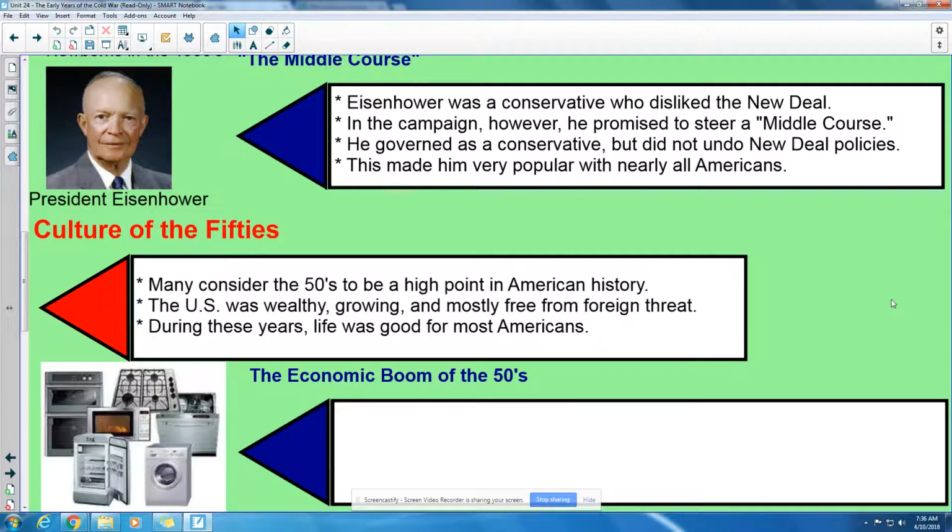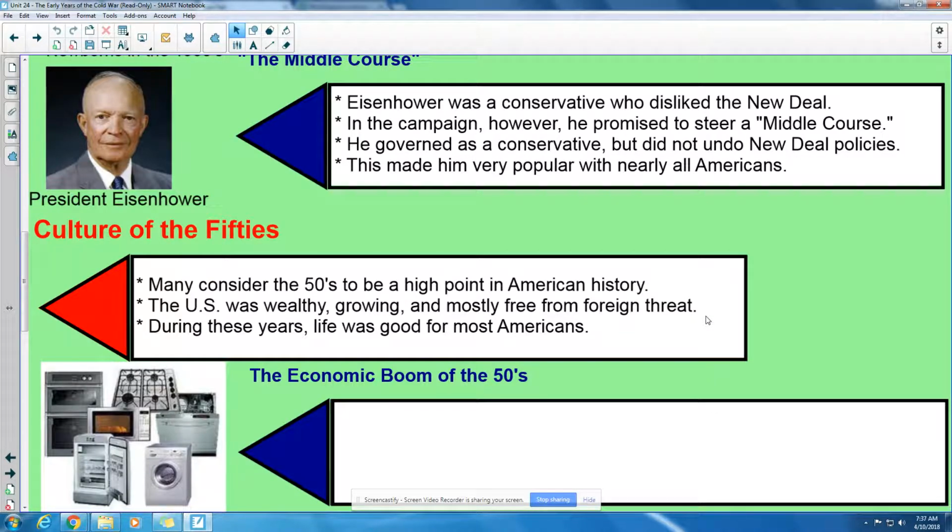Now let's look at the American culture itself in the 1950s. Many historians consider the 1950s to be the high point of American history, the peak of American power and strength and wealth. We were strong, wealthy, happy, and mostly free from foreign threat. The Soviet Union existed, but we weren't in super tense conflicts with them.